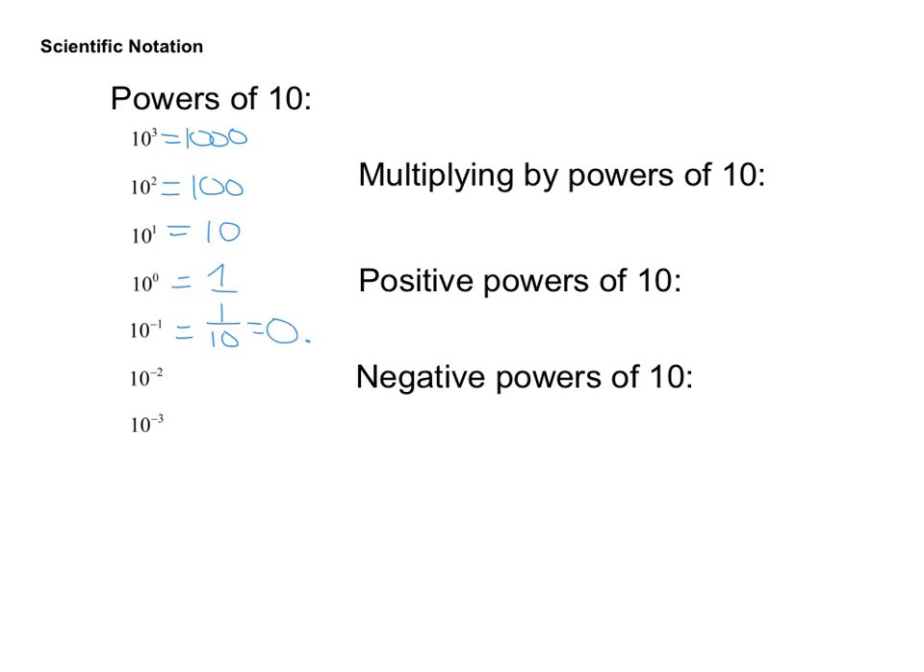1/10 is also a decimal, right? Or we could write it as a decimal. 10 to the negative 2 would be 1 over 10 squared, which would be 100. That would be 0.01, 1/100th. And 10 to the negative 3 would be 1 over 1,000, which is 1,000th, okay?